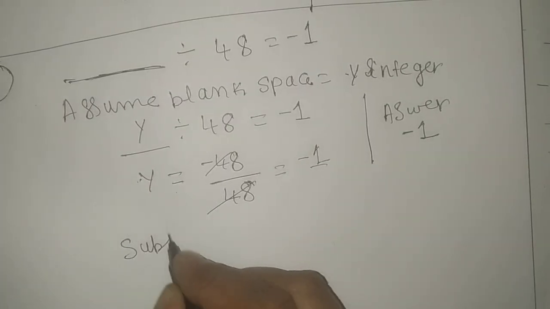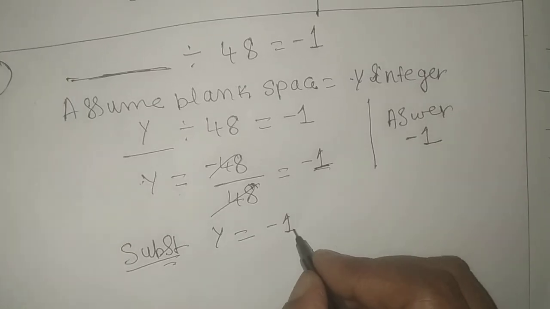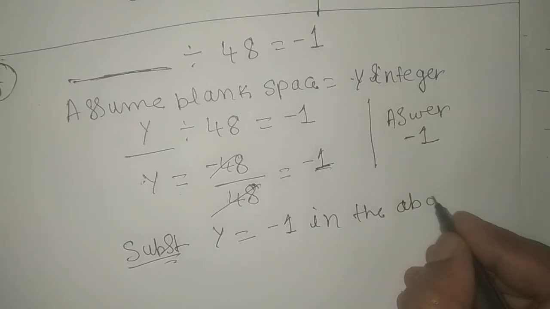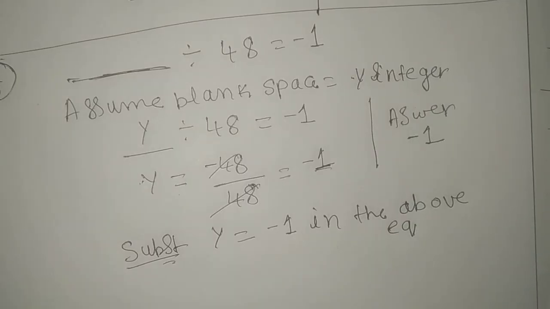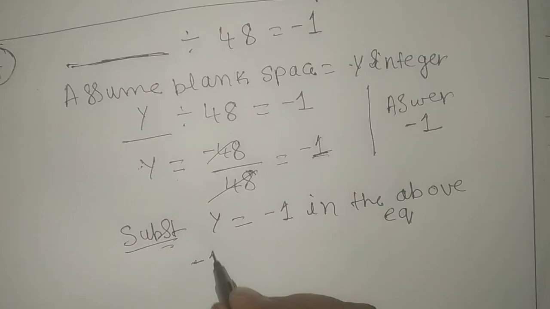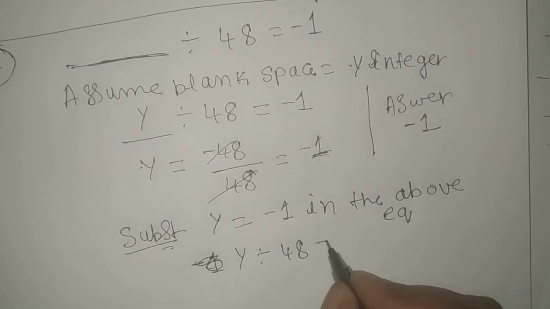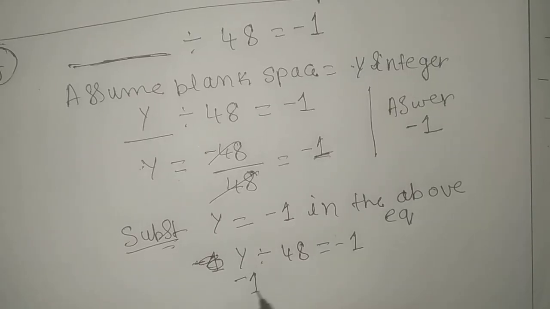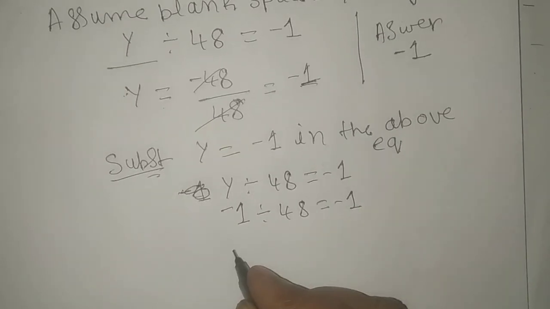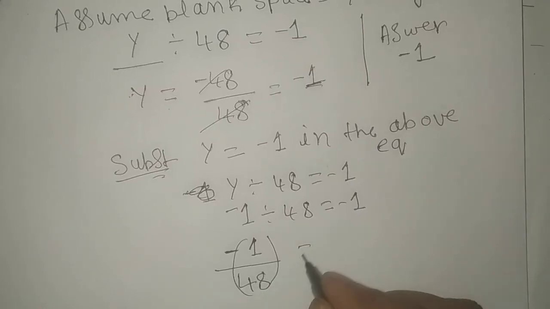So substitute y is equal to minus 1 in the above equation. So we'll substitute here minus 1. See the equation: y divided by 48 is equal to minus 1. Y is minus 1 divided by 48 is equal to minus 1. That is like this: minus 1 divided by 48.